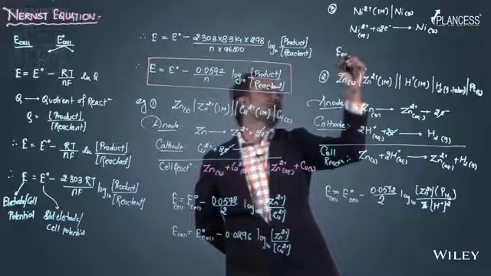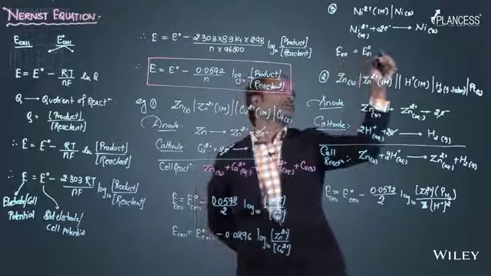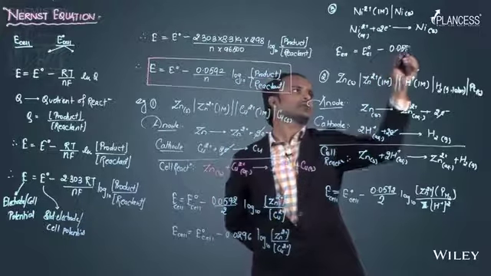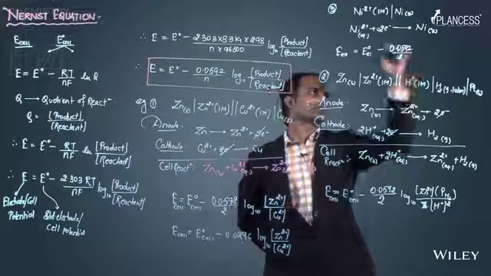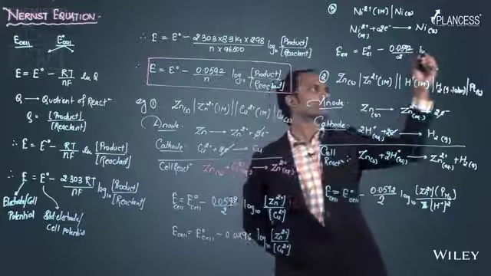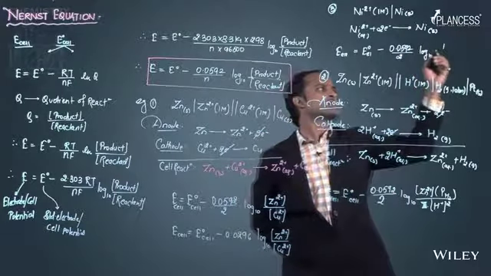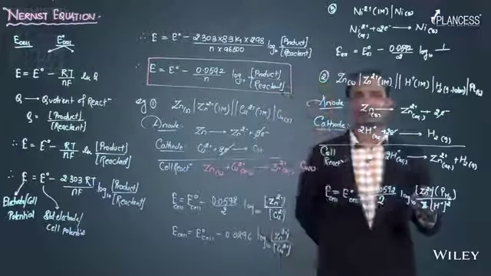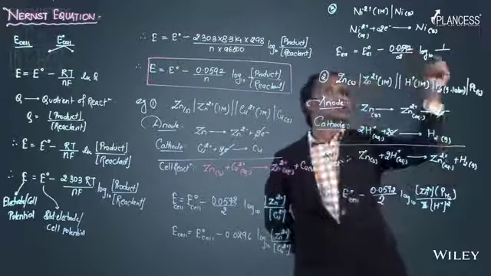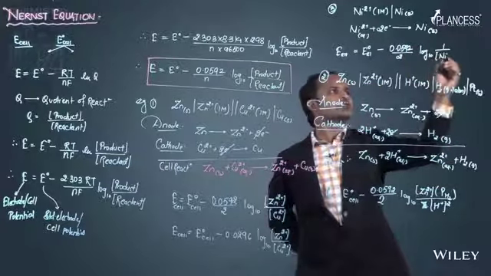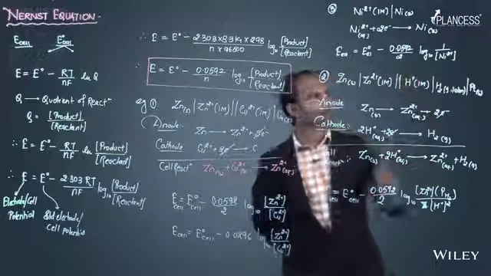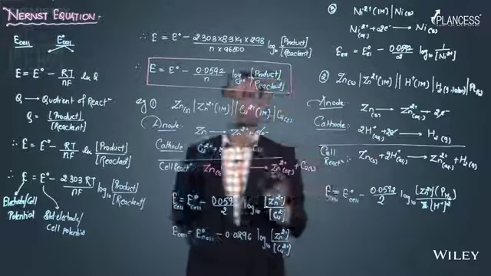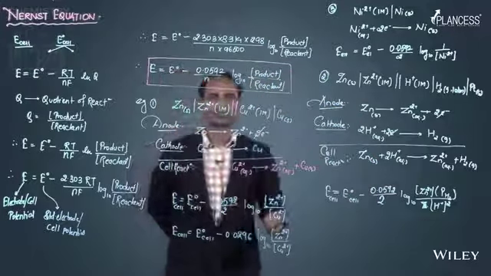Instead of E cell, I will write E_el, that is E naught electrode potential, minus 0.0592 over total electrons gained or lost, which is 2 here. The 2 electrons are involved. Log to the base 10 of the molar concentration of product over reactant. There are no ions or gas on the product side, so it is 1 upon the concentration of Ni2+. In this way, we use the Nernst equation for an electrode or for a cell.